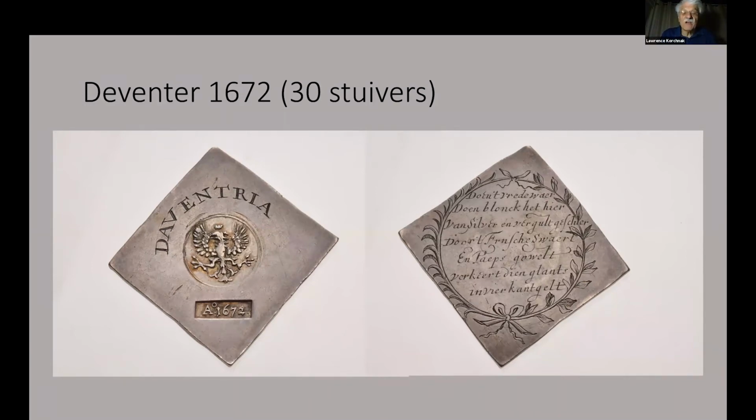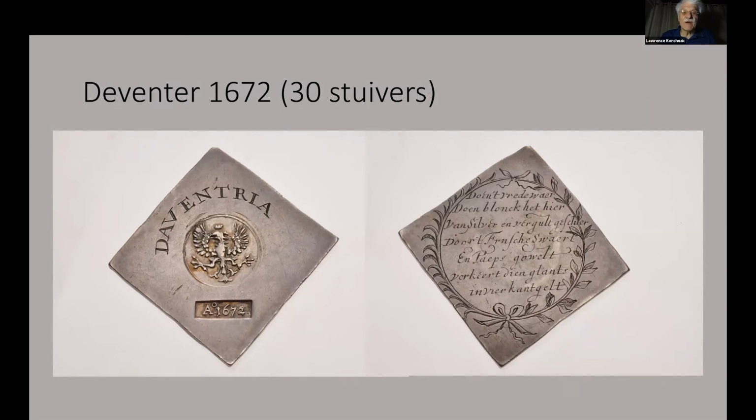Maurice of Nassau came in. He filled in after his uncle, William the Silent, and they began to take some cities back. And he recaptured Deventer in 1672. And that's a 30 stiver piece.